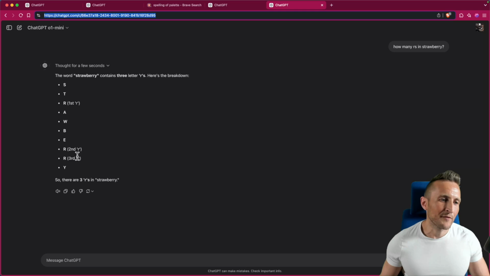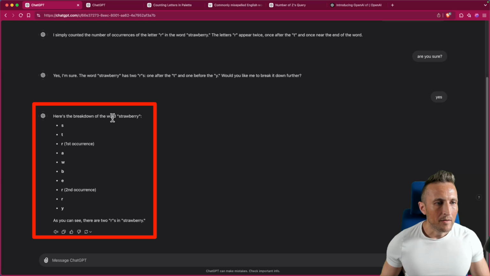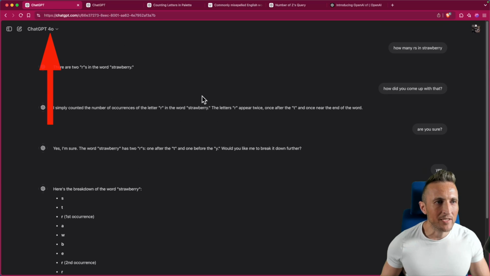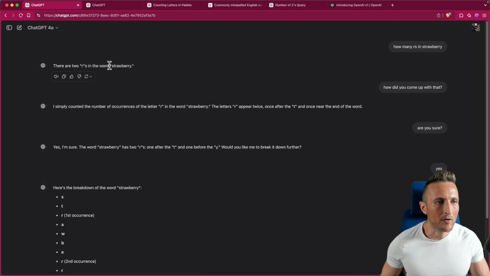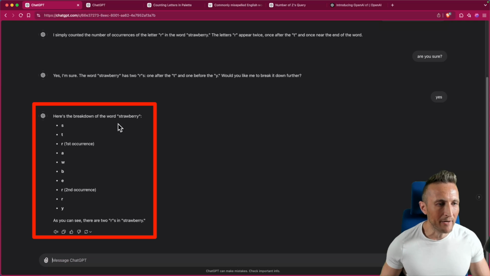That's interesting because the very first time I was trying this out, before I started recording the video, if I come over here, the last step, when I originally asked 4.0 how many R's there are, it said there are 2. And I said, how did you come up with that? Because it was wrong. Well, I simply counted the number of letters, blah, blah, blah. So it appeared twice. And then I said, are you sure? Yes, I'm sure. Would you like me to break it down further? it said, and I said yes. And then it gave me a breakdown here, similar to what you just saw with o1-mini.